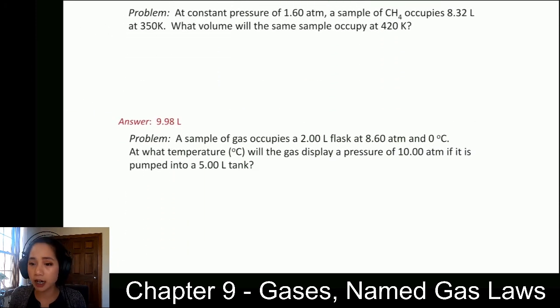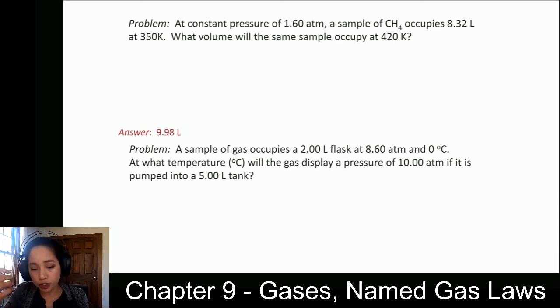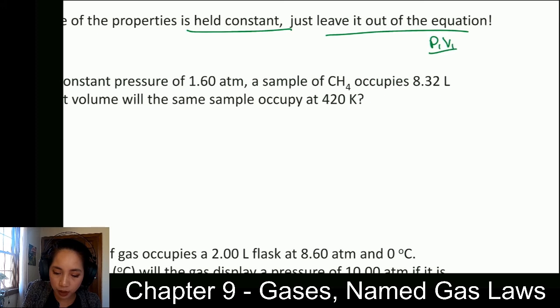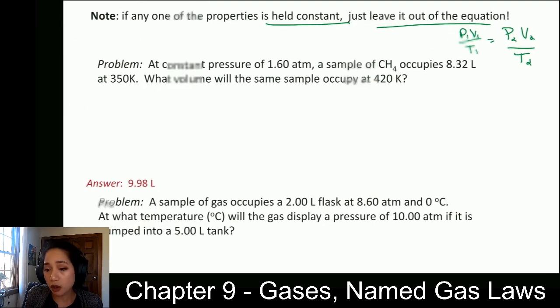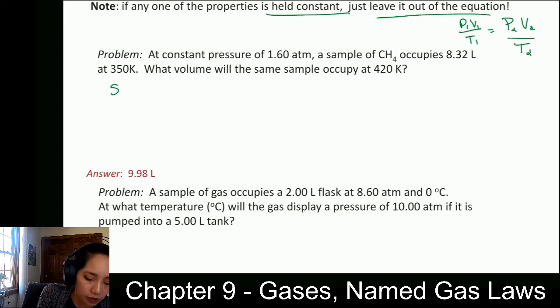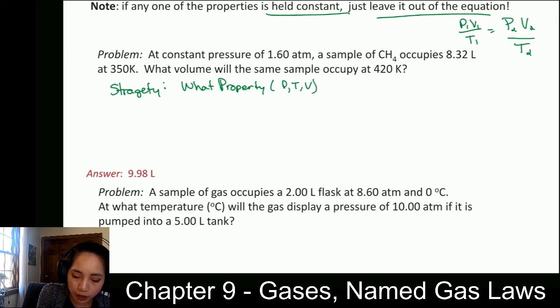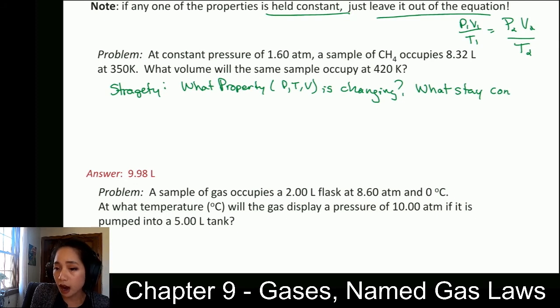So let's do some problems here that use the named gas laws, but really we'll just use the combined gas law numerically to look at these questions. So let me just write that down here. So P1 V1 over T1 equals P2 V2 over T2. So my strategy for gas law equations is first identify what property, so that means pressure, temperature, volume, whatever, is changing, and then what stays constant. In some cases, nothing stays constant, and that's okay. As long as only one of these variables is unknown, then we can still solve for it. And then at that point, it's just plug and chug.